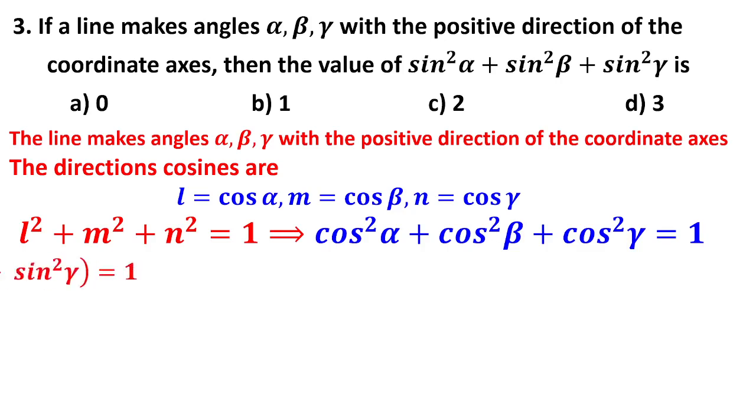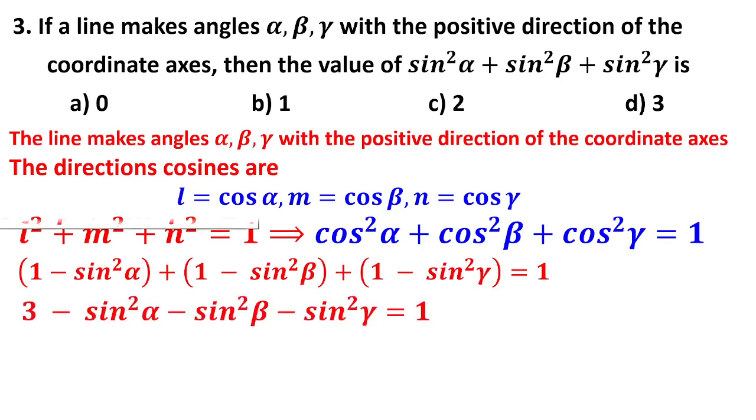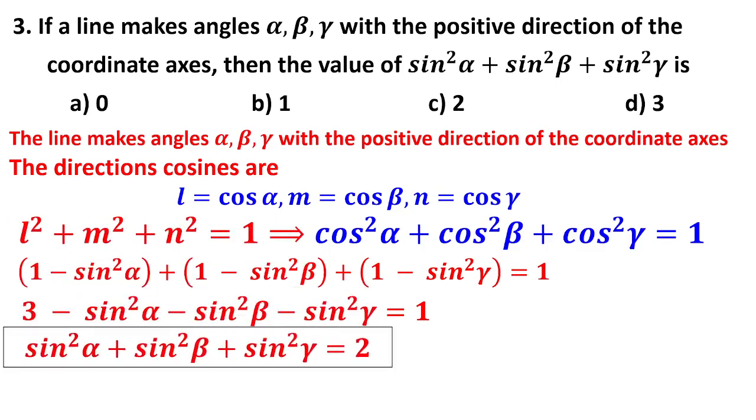What is cos square alpha? 1 minus sine square alpha. Cos square beta? 1 minus sine square beta. Cos square gamma? 1 minus sine square gamma. Simplify them. You will get sine square alpha plus sine square beta plus sine square gamma is equal to 2.